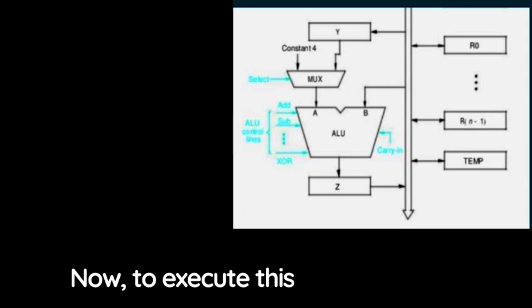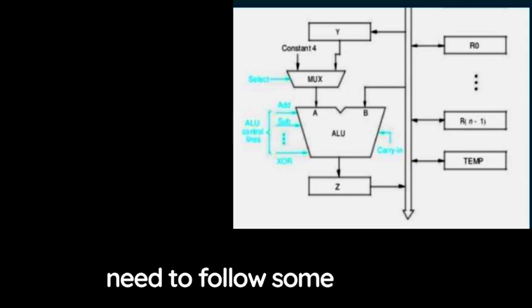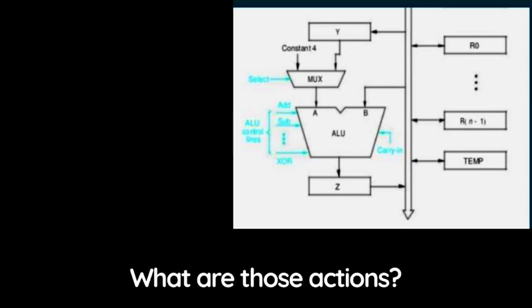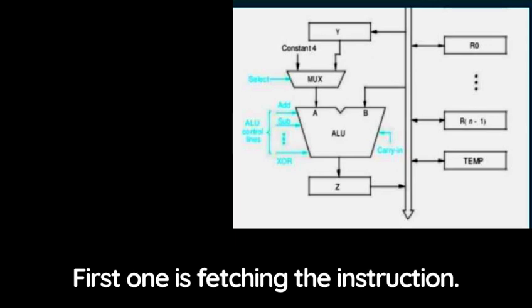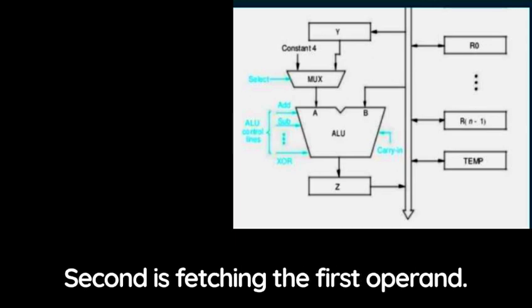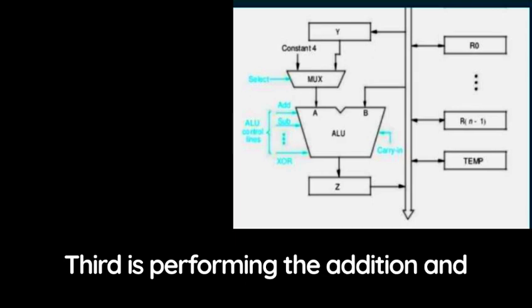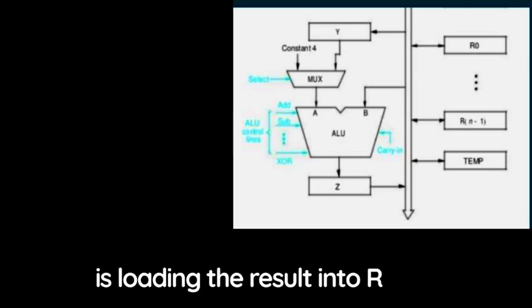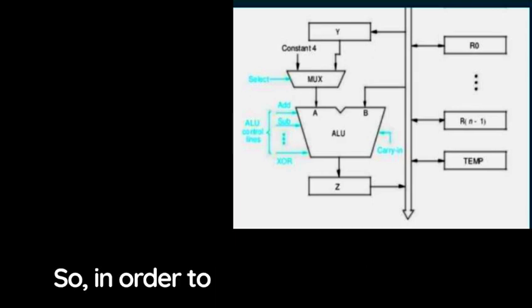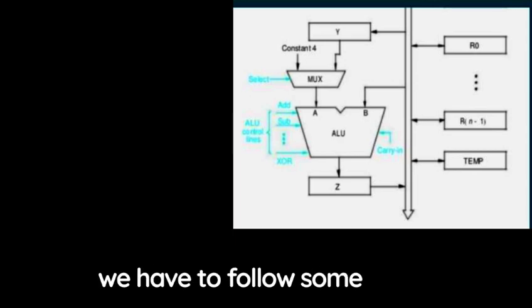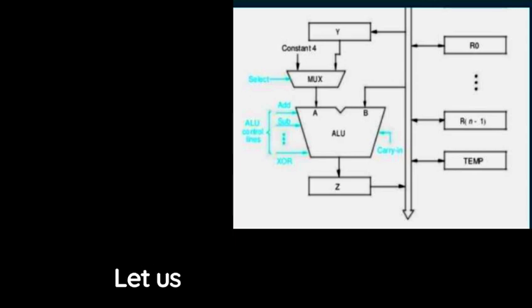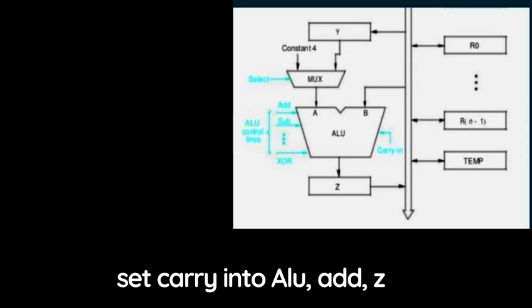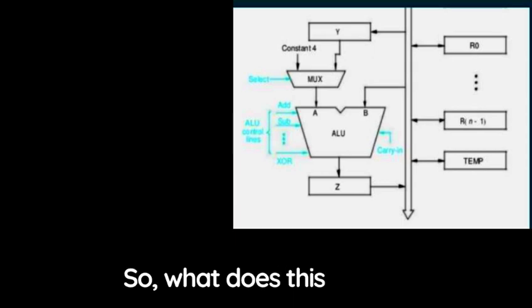Now, to execute this instruction, we need to follow some actions. What are those actions? First one is fetching the instruction, second is fetching the first operand, third is performing the addition, and fourth one is loading the result into R1. So in order to execute this instruction, we have to follow some steps. Let us look at the first step. PC out, MAR in, read, clear Y, set carry into ALU, add, Z in. So what does this mean?